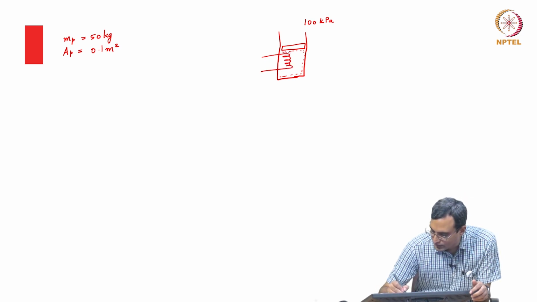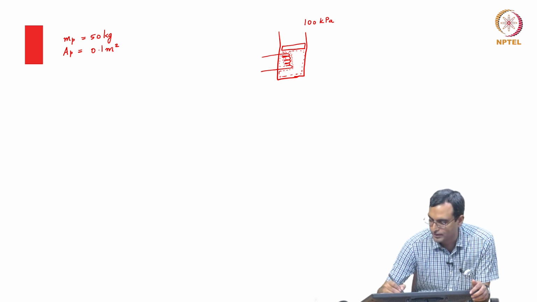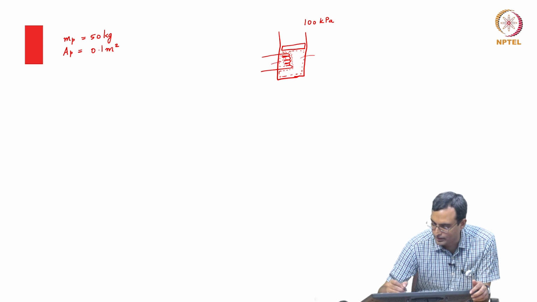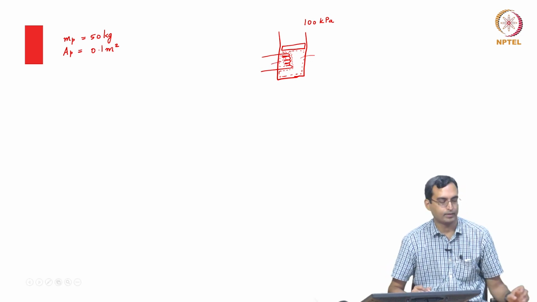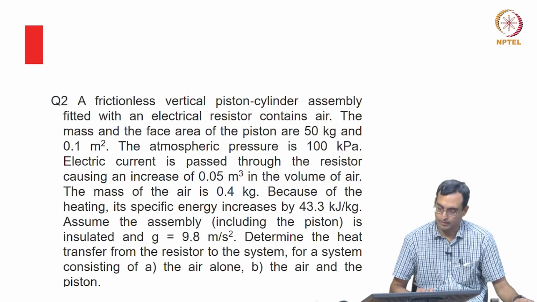What we are going to consider as our system is essentially all the air, but not the electrical resistor coils. So, our system consists of this portion and this portion, but not the electrical resistor itself. So, that is what we are going to consider as a system for the time being.